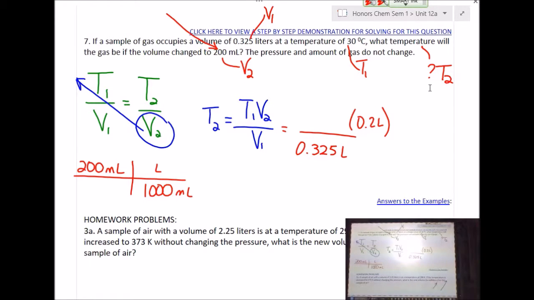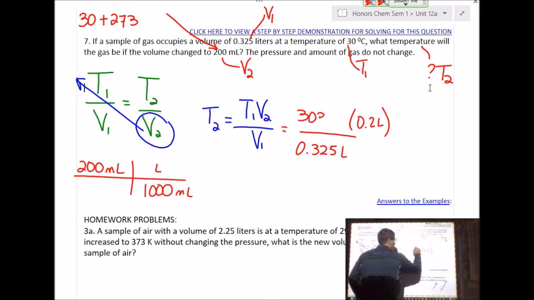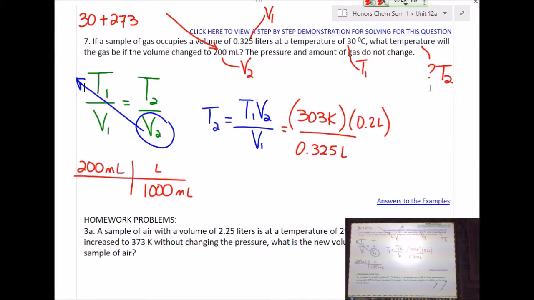All right, the temperature is in degrees Celsius. That's bad. So in that case, we're going to go 30 plus 273, because we have to get it to the Kelvin scale. If we have a negative degree Celsius and you don't change it, you're going to have a negative volume, and that critter just does not exist. So 30 plus 273 is equal to 303.